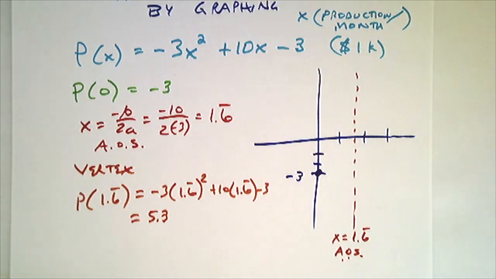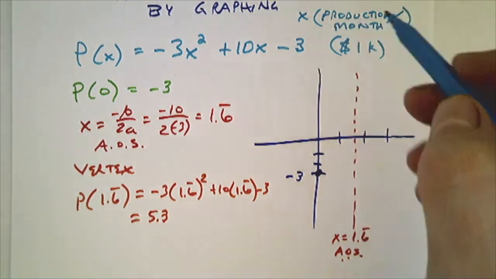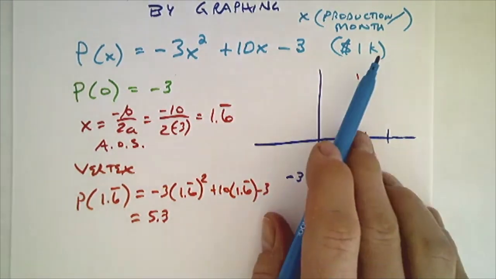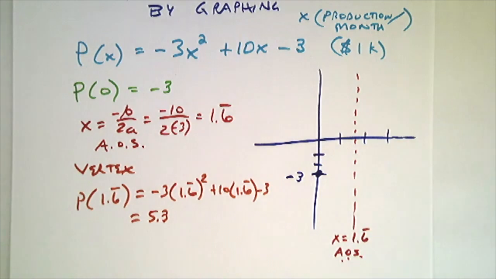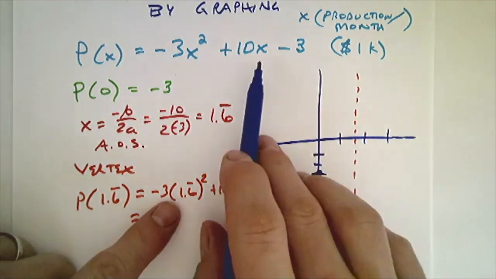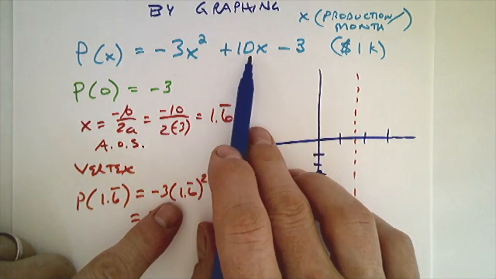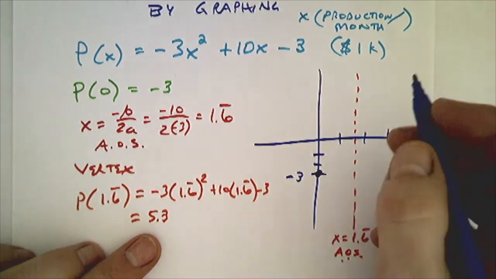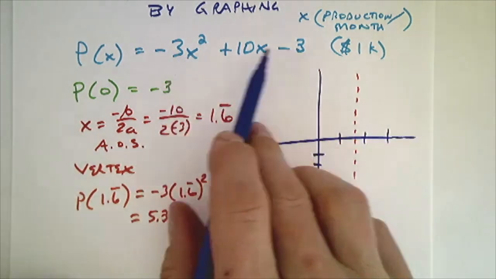So if I were to produce 1.6 repeating bicycles per month, that would give us an optimal profit of $5.3 thousand. And that would be the profit, not the expense. The expense of producing 1.6 would be 1.6 times 10. But this would be the profit because we also have some other expenses.